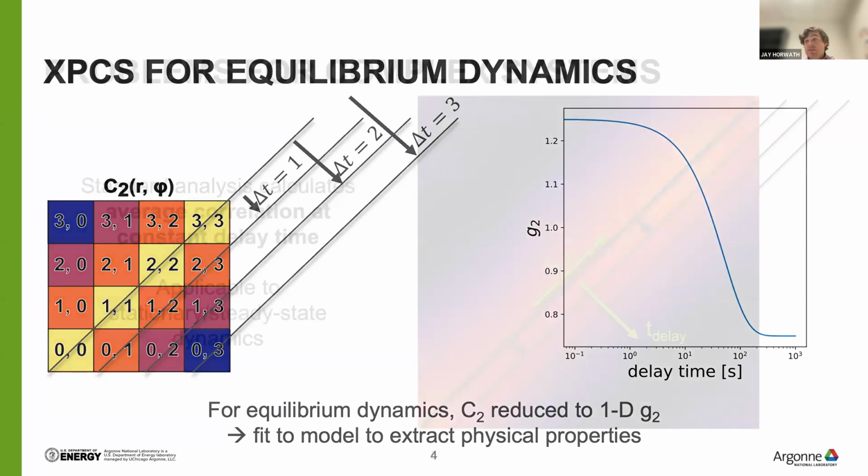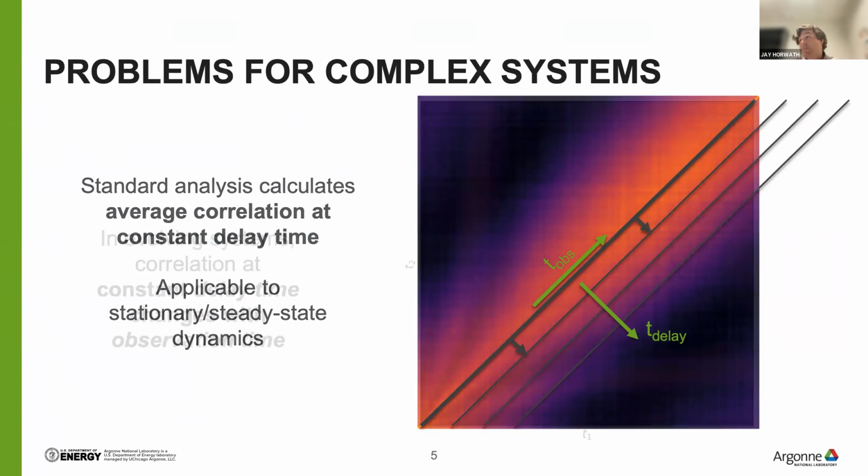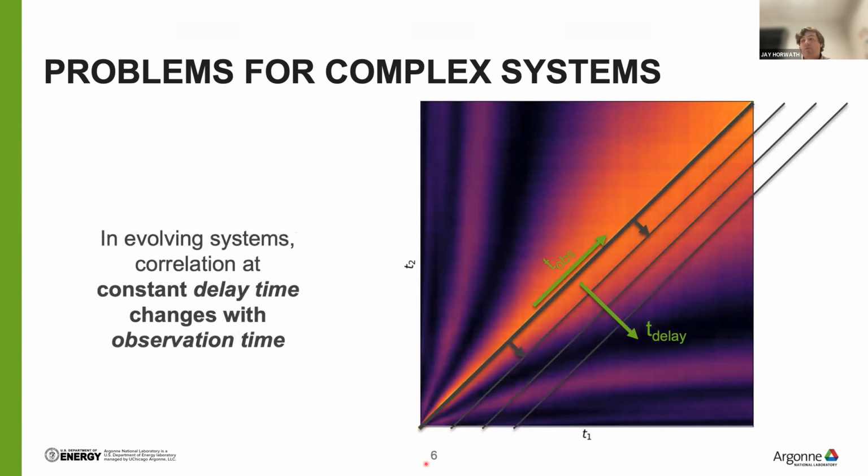And so this works great for systems that are in equilibrium, because if you look at this two-time pattern and you follow one of these diagonal lines across the whole length of the experiment, we more or less have the same correlation intensity. So we're able to really reliably reduce into this one-dimensional state that's a lot easier to deal with. The problem comes up when we get to something that's out of equilibrium.